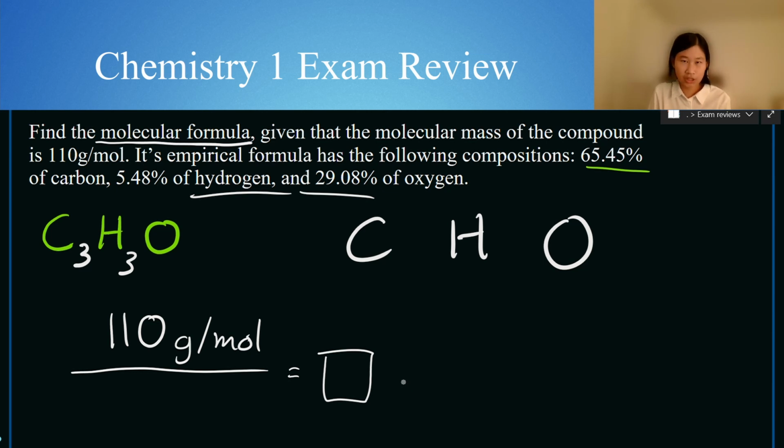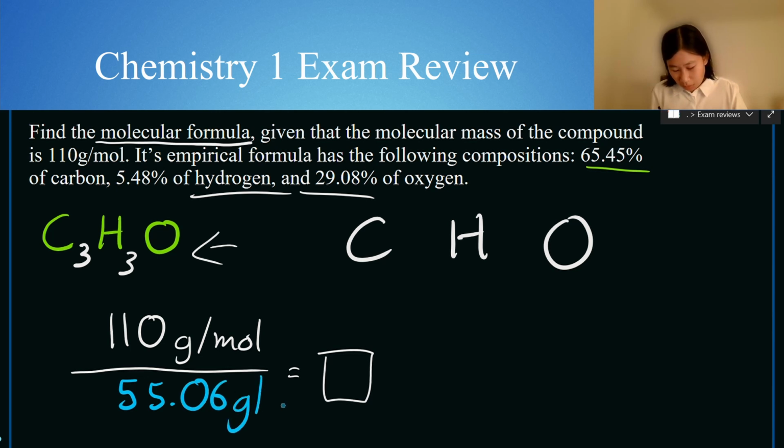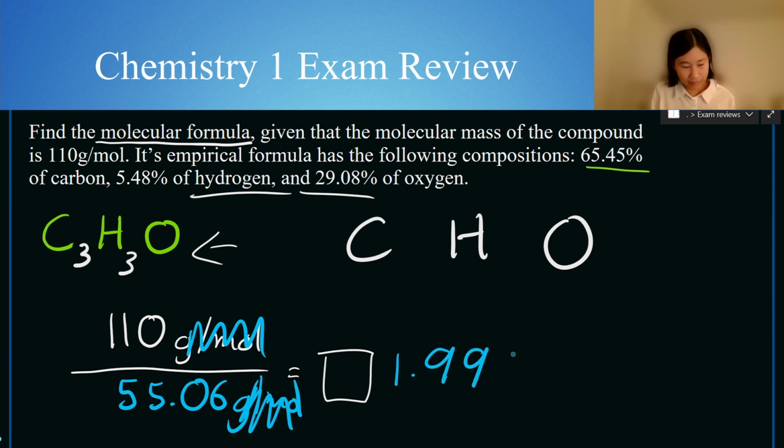So our question is essentially, what is the molar mass of this empirical formula? I'm just going to do this real quickly. The molar mass of this empirical formula should be 55.06 grams per mole. The grams units just cancel out, and we're left with 110 divided by 55.06. When we do this, we get a number that looks like 1.9978, which is essentially just 2, so we're going to round it to 2, it's close enough.